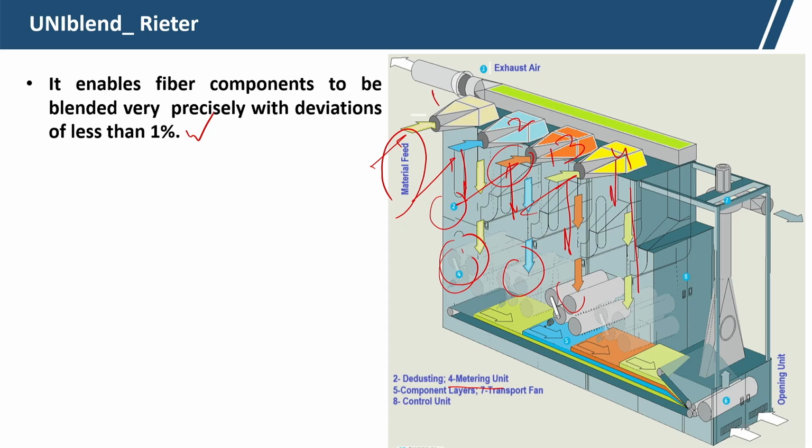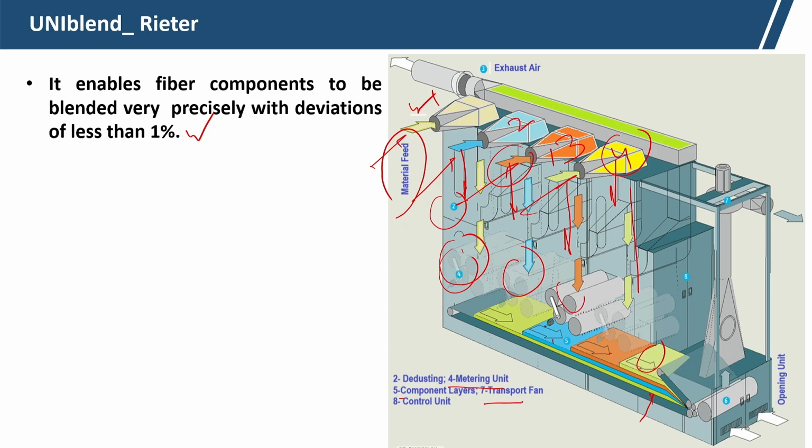After that, these are the different component layers. In this picture, 4 different components are there. The layer from chamber 1, which is furthest away, will form the bottom layer, and the 4th chamber, which is close to the delivery side, will form the top layer. So, these are the different layers, and then it goes to transport.